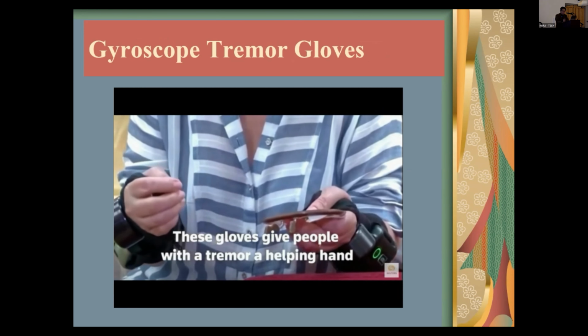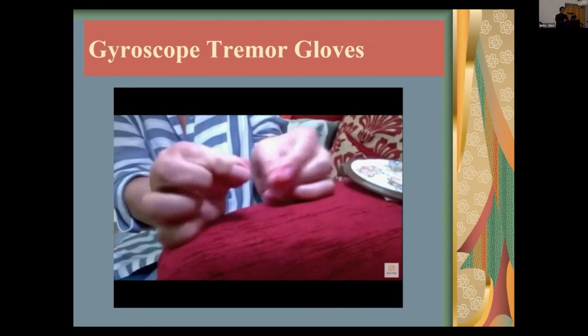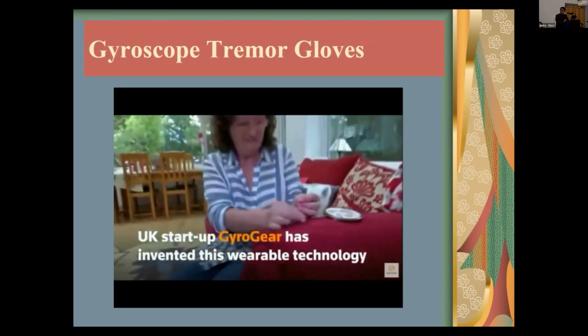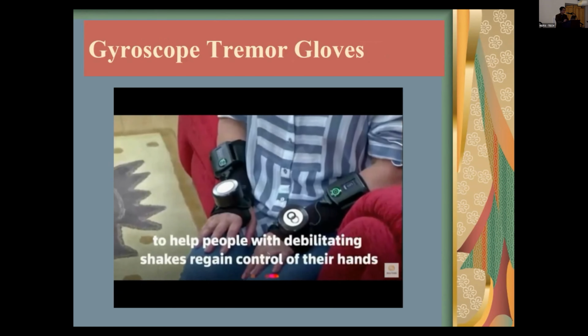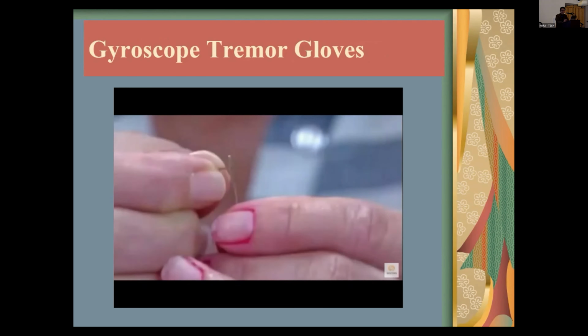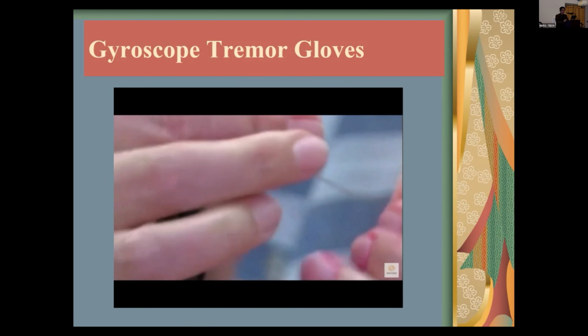Okay, this is more fancy. This is available in the UK. It's called a Gyroscope tremor glove. So first you see her trembling. I got this from YouTube. I don't think this is available in the US though, although you can contact them directly.